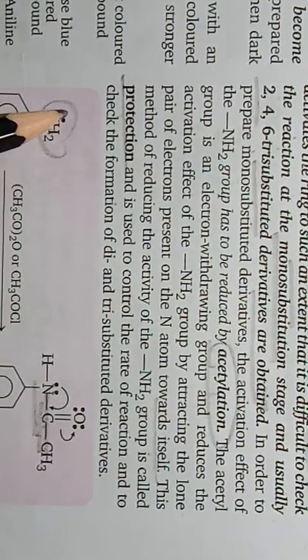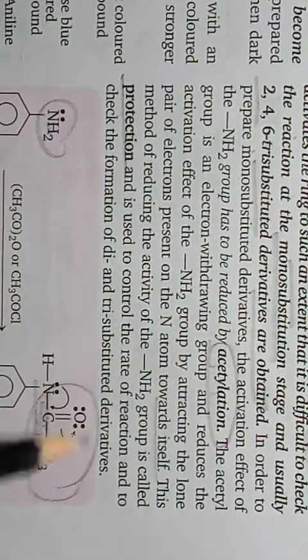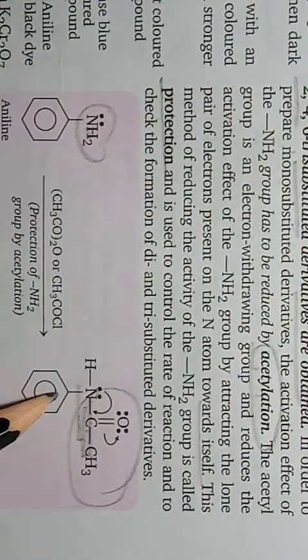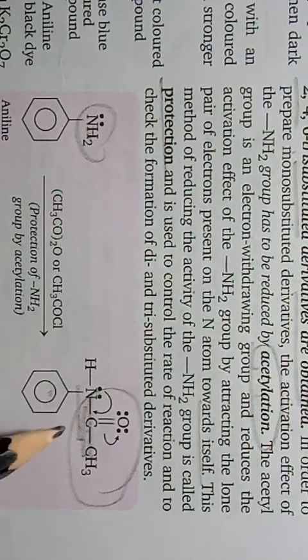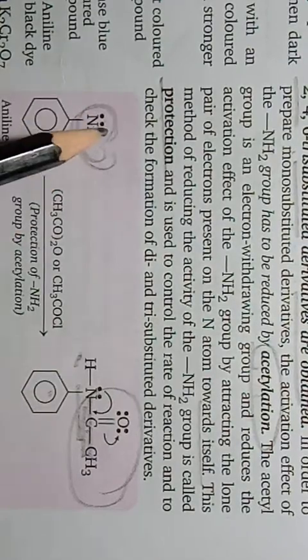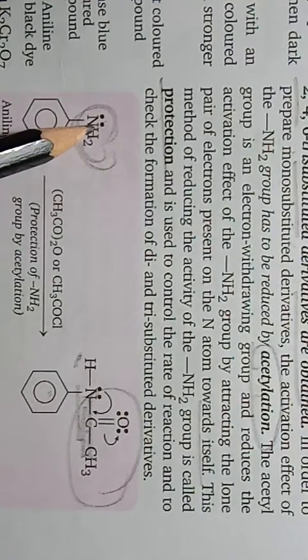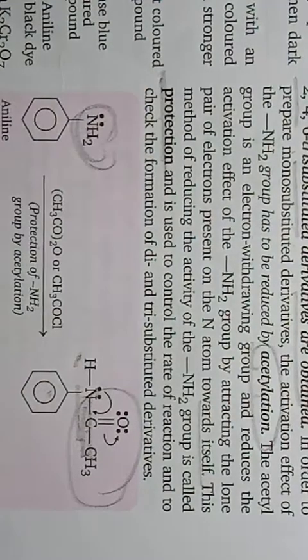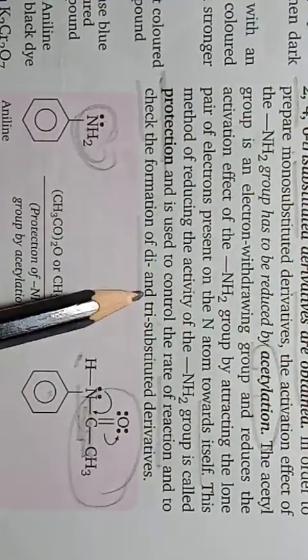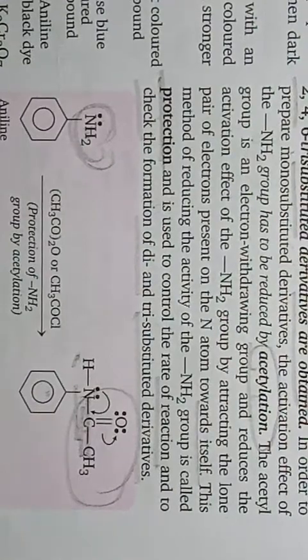Why? Because the lone pair of electrons gets conjugated with this acetyl group, and so the chances of it being available for conjugation with the ring are very less in this condition. In this way we are able to deactivate the NH2 group, and this deactivation is known as protection. It is used to control the rate of reaction and to check the formation of di and tri substituted derivatives.